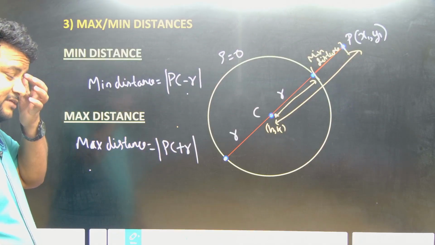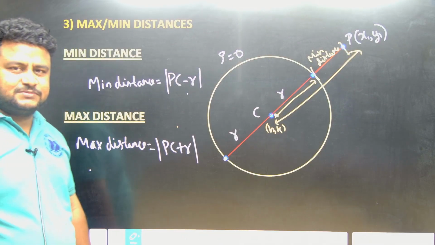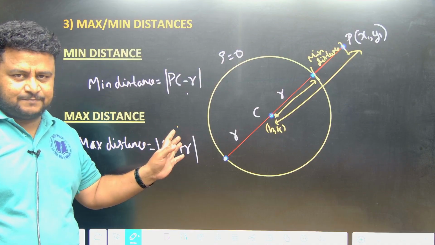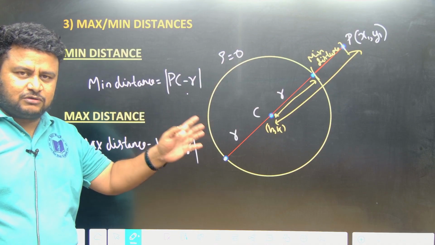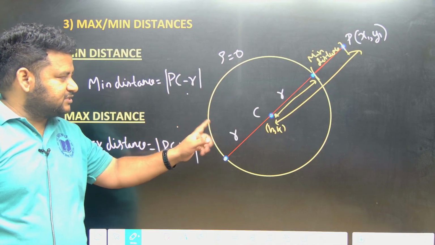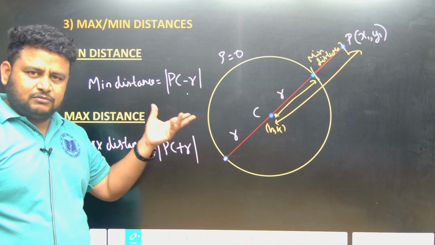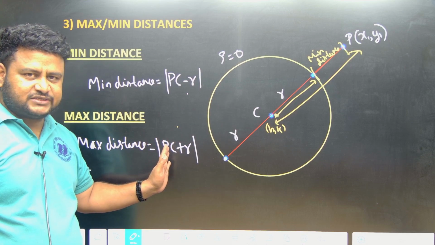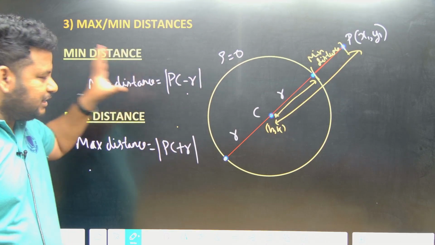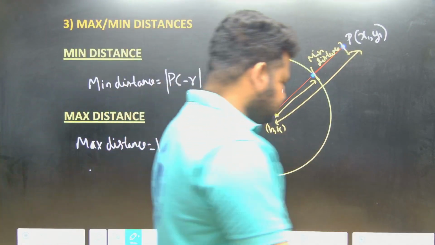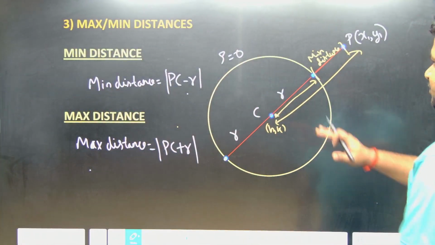So just remember, minimum distance means the distance from that point to the center minus the radius. Maximum distance means the distance from the point to the center plus the radius. The distance from the point to the center, you will find using the distance formula. Minus radius here, plus radius there. Clear, friends? I hope it is clear. Definitely remember this, it is very important, maximum distance and minimum distance. So that is all about maximum and minimum distance.